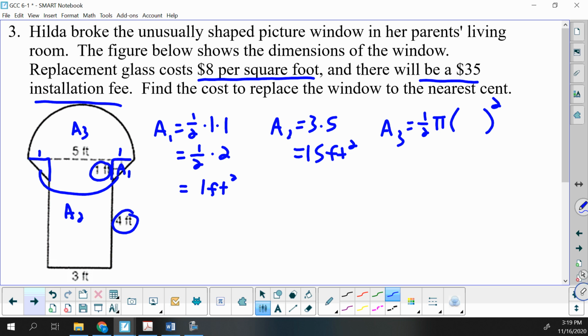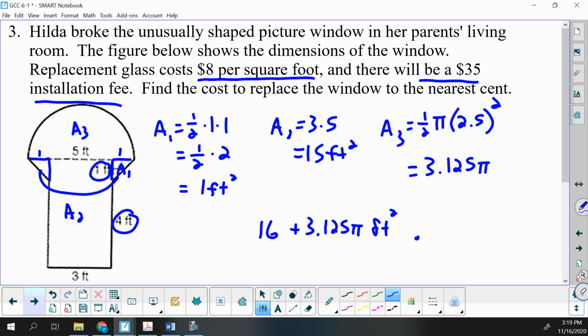Well, all the way across is 5, so half of that, you could either do 2.5 or 5 halves. If we square that and multiply by a half, keeping it in terms of pi, we'll have 3.125 pi. So the pi just stays on the end, okay? Because we are going to round here, but we don't want to round until the very end. So if we add each of these up, 1 plus 15 gives us 16, plus the 3.125 pi, and this is going to be feet squared.